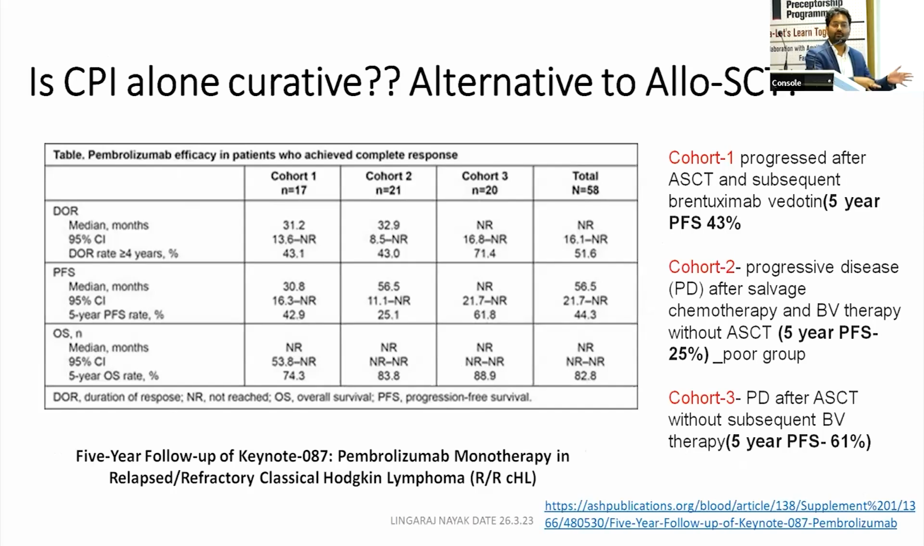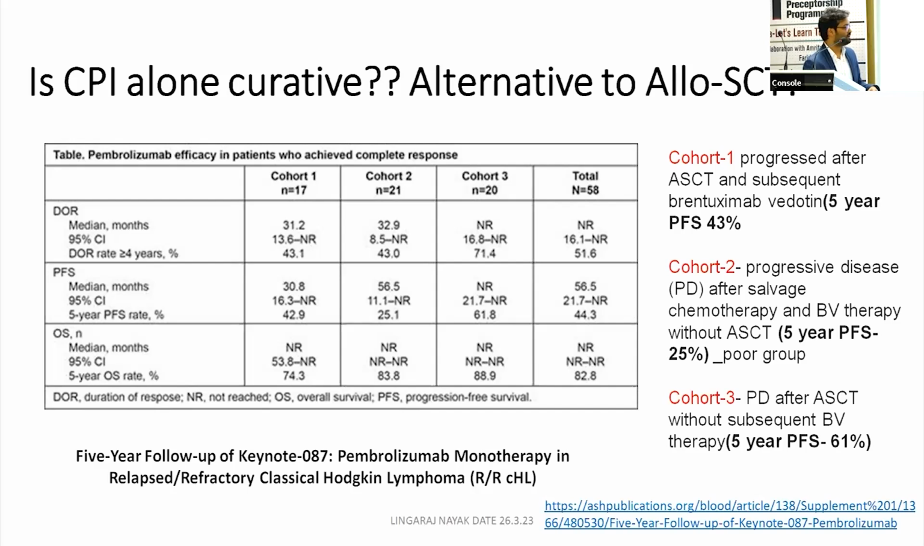Is checkpoint inhibitor alone an alternative? This is the Pembro phase 2 single arm study, again a phase 2 prospective. And they had three cohorts, cohort 1, 2, and 3. If you can see, cohort 1 was patients who progressed after auto and subsequently received BV. Their PFS was 40%.